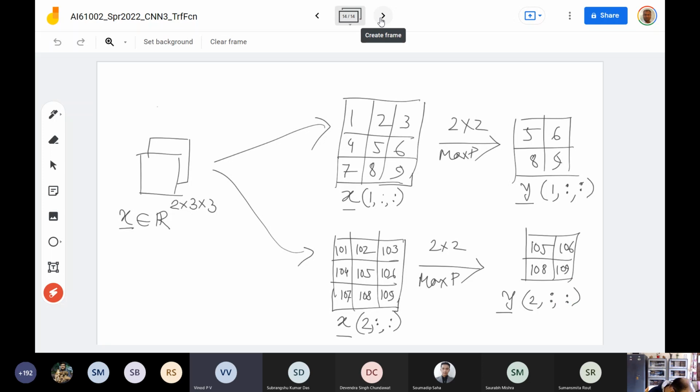Okay. So one thing to keep in mind is that the number of channels in the input is the same as the number of channels in the output.